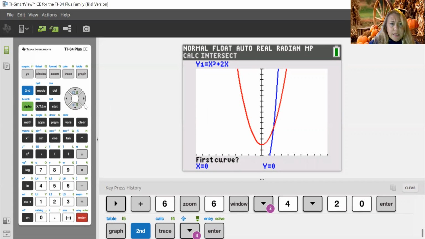First curve, where is even my cursor? I don't even see it here. There we are. There's first curve, second curve, guess. So I get 1.77 for that answer, or 78, I guess, if I'm rounding to the nearest hundredth. How about 1.78? Now, there's another possibility.